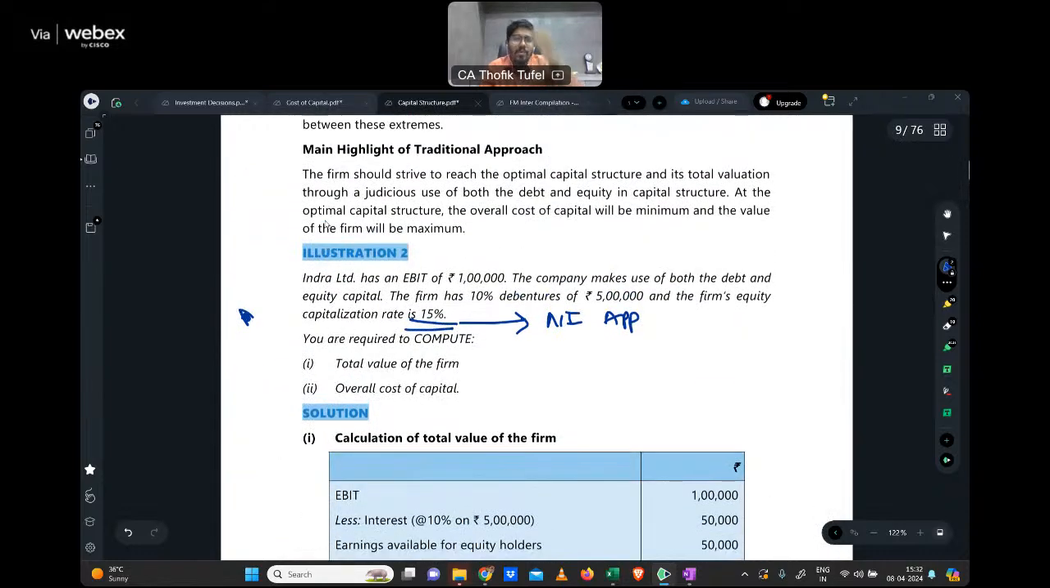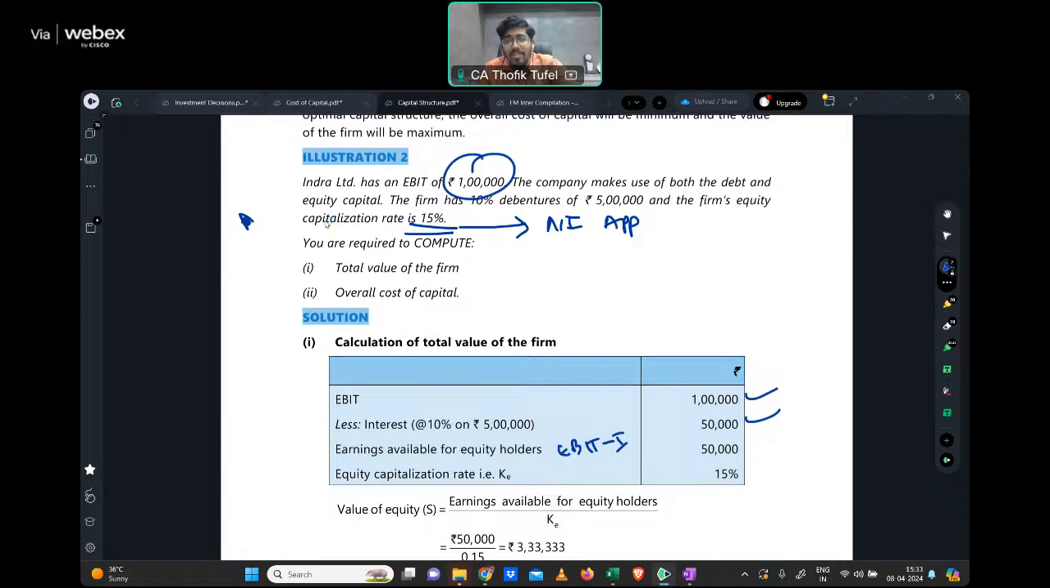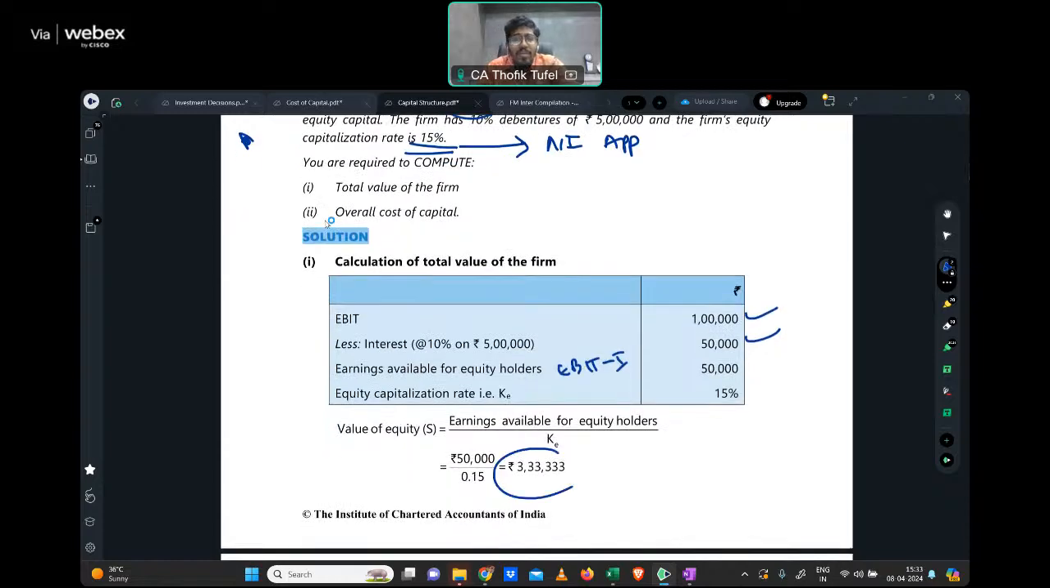Now let us see. K is given, so net income approach. First you do EBIT. EBIT is 1 lakh. EBIT minus interest, so 5 lakh into 10%, is the earnings available to equity shareholders. So EBIT minus I divided by K, you are going to get the value of equity.